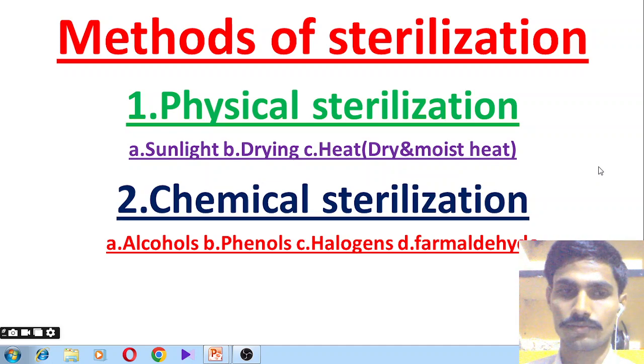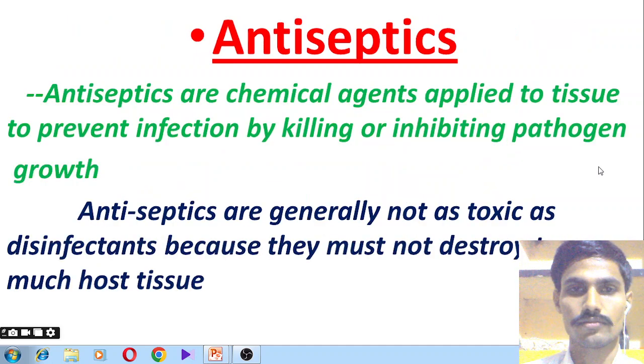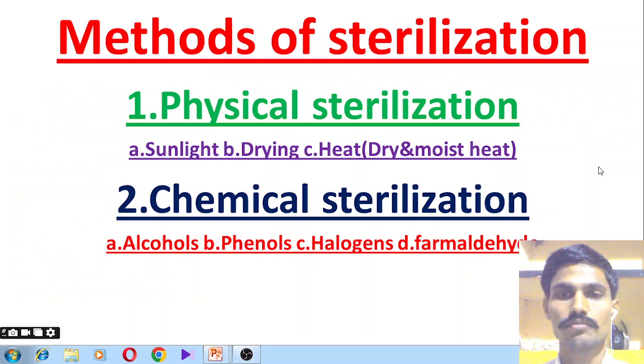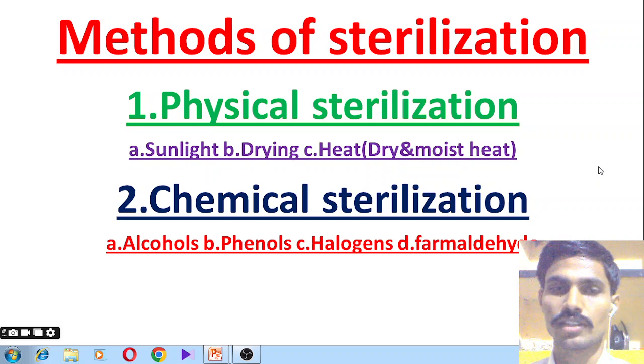Methods of sterilization. There are mainly two methods of sterilization. One is physical sterilization, the second is chemical sterilization. In physical sterilization there are many sub-methods such as sunlight, drying and heat. In heat there are also two types, dry heat and moist heat. In chemical sterilization there are chemicals such as alcohols, phenols, ethers, halogens, formaldehydes. By using those chemicals we can sterilize articles.